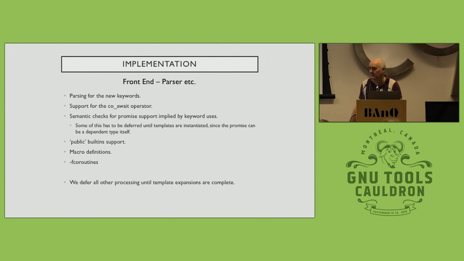We have the public built-ins, which are the ones that are prescribed by the ABI to transform between promise and handle and a couple of other things which I'll describe later. Macro definitions, so we have a __cpp_coroutines macro which broadcasts the version of the implementation. Obviously handling the flag. But everything else is pretty much deferred until after template instantiation time.